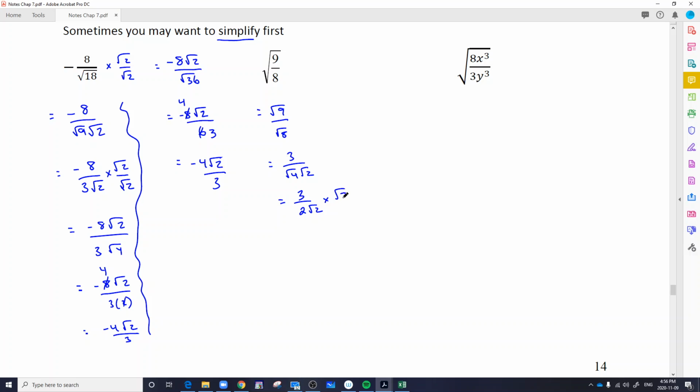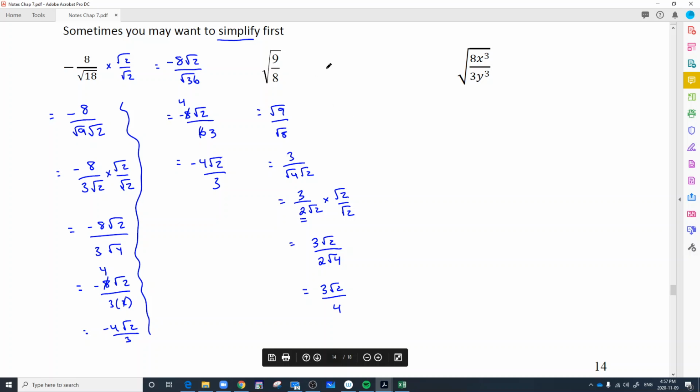Now I'm going to multiply by the radical in the denominator. It doesn't matter if there's a coefficient, you just multiply by the radical. So you end up with 3 root 2 all over 2 times root 4. The square root of 4 is 2, so 2 times 2 is 4. And that's your final answer.